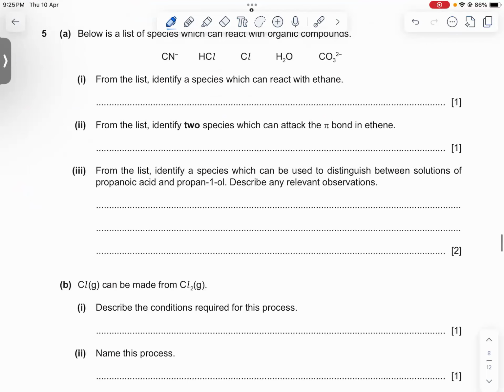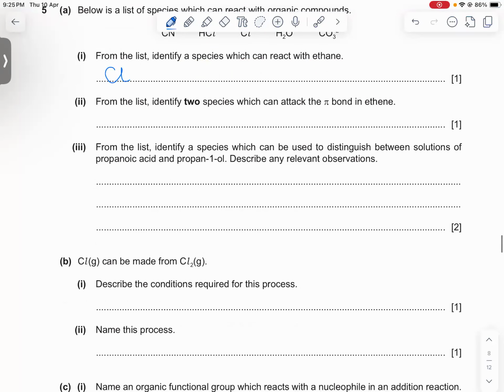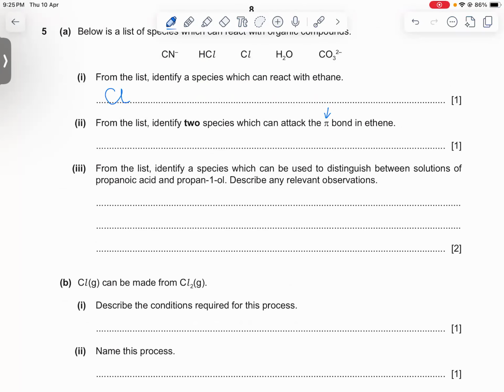Okay? Next question. Below is a list of species which can react with organic compounds: cyanide, HCl, chlorine, water, carbonate. From the list, identify the species which can react with ethane. So who reacts with alkanes? Chlorine does. Chlorine is very famous for reacting with alkanes, so we say Cl2. From the list, identify two species which can attack the pi bond in ethene, meaning which two species out of them have the potential to attack the pi bond.